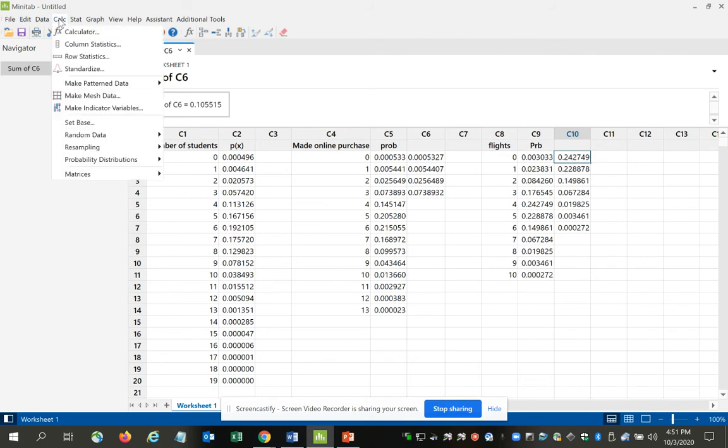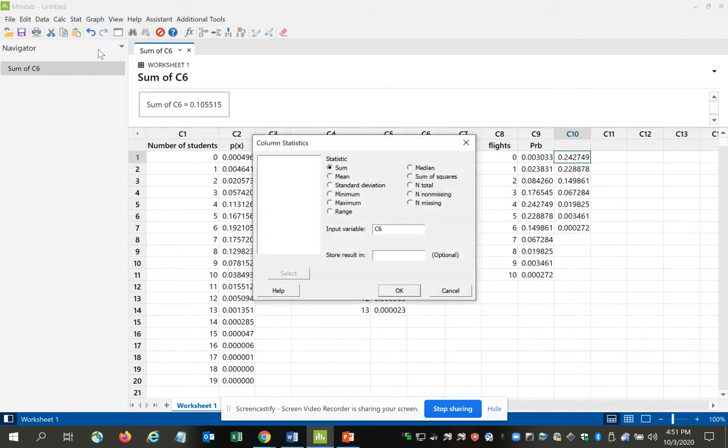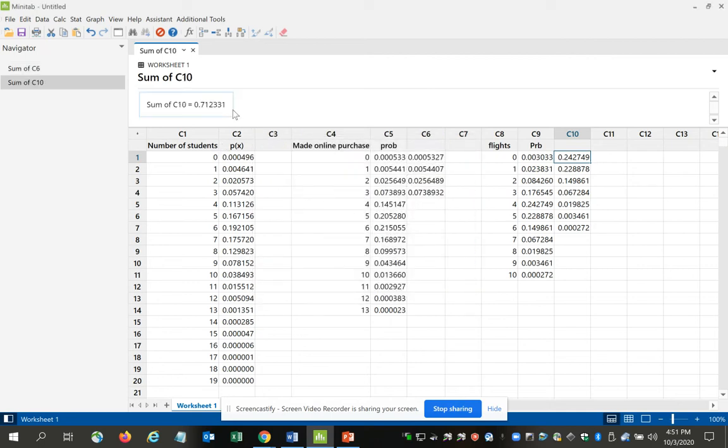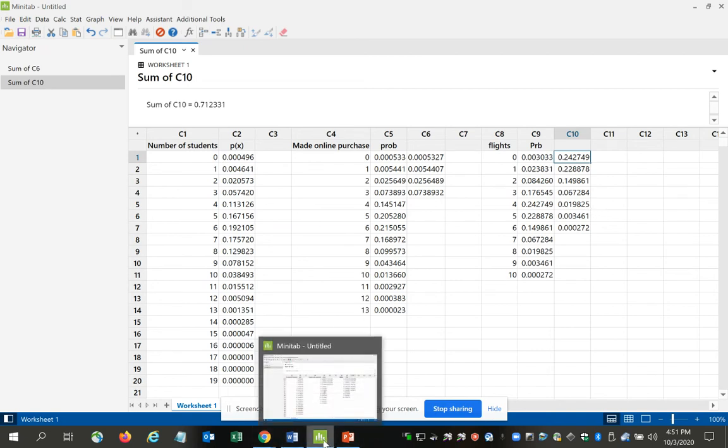I want to calculate the column statistics. I want it to do column 10. And I get an answer of 0.712331. Guys, this is so much easier if you use that copy and right click, because it will automatically do the addition and you don't have to worry about retyping them in.